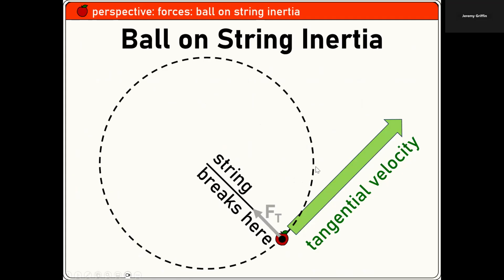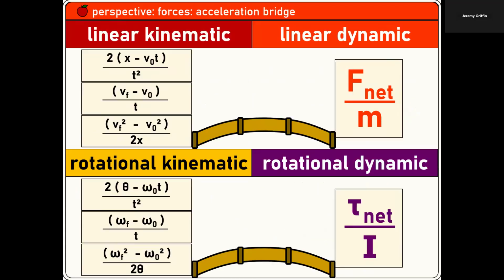So let's say you have a ball on a string going around a circle, and then the string breaks right here. Which way does the ball fly? Does it fly straight away from you, or does it follow this green arrow? Law of inertia. Yeah, tangential velocity.